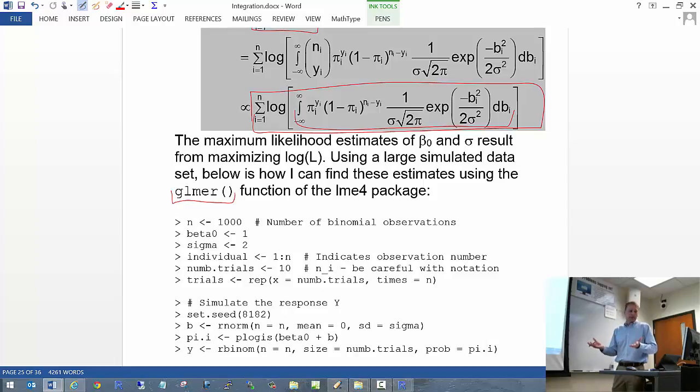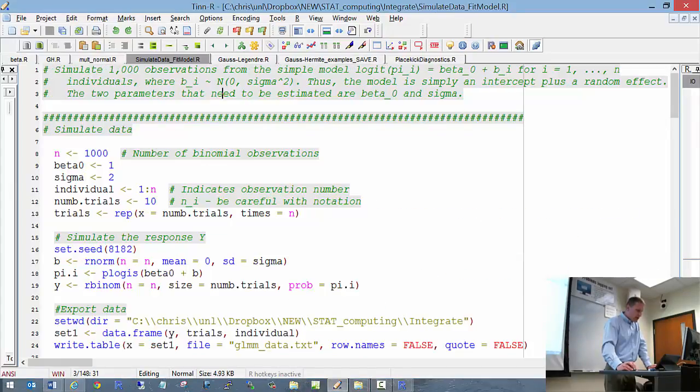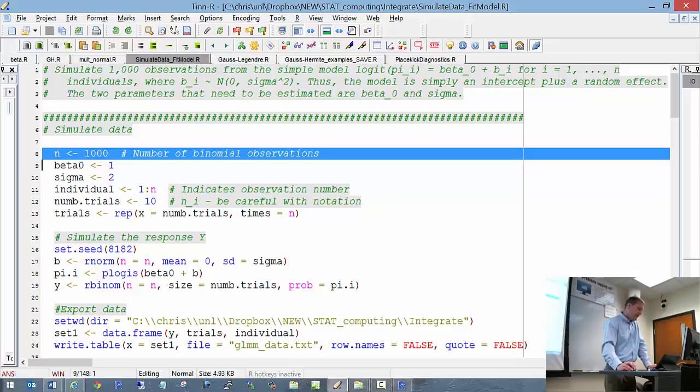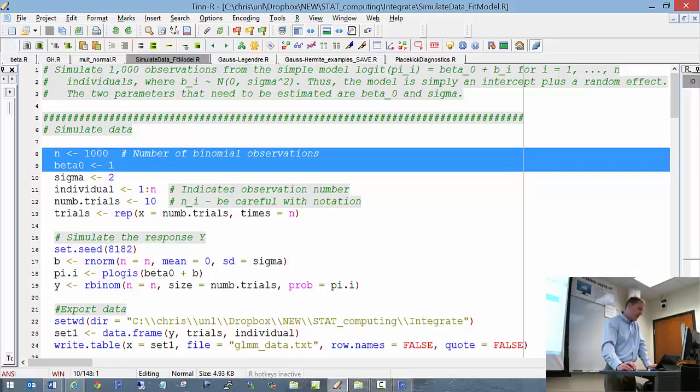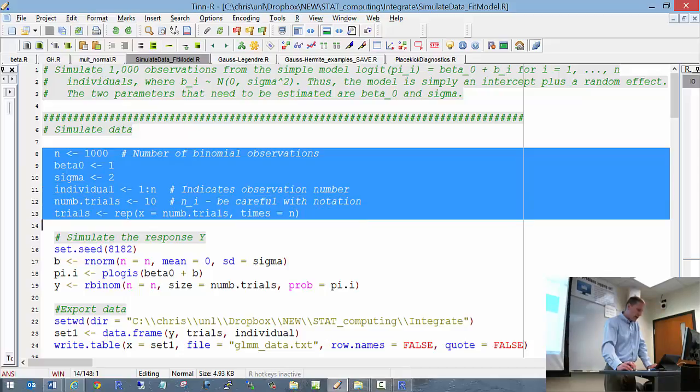First of all, we need some data. So let me go over here to R. I'm going to get a sample size of 1,000, maybe people. I'm going to set beta 0 to be 1, sigma to be 2, and I'm simply going to generate some data, where for each of these n individuals there are going to be 10 trials.